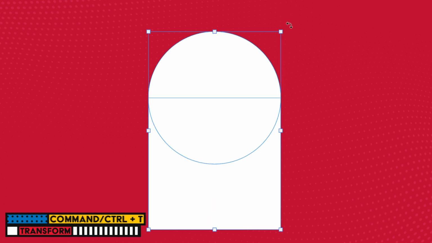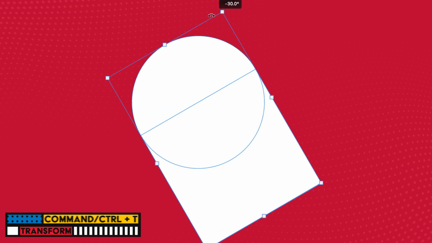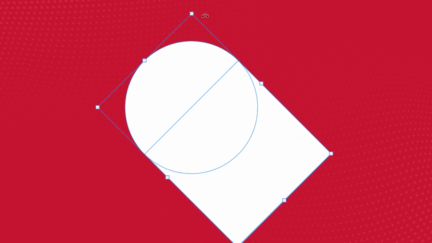Next, we need to rotate this new shape 45 degrees. Revealing our transform controls with Command or Control T, hold down Shift, then swivel it in either direction until it snaps 3 times. Then press Return to accept.